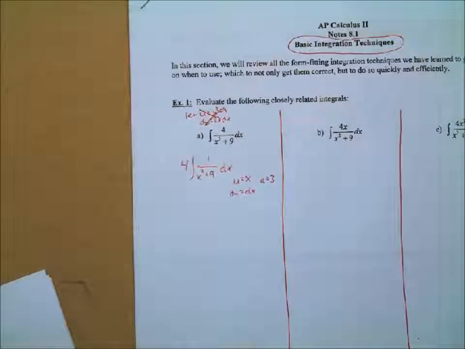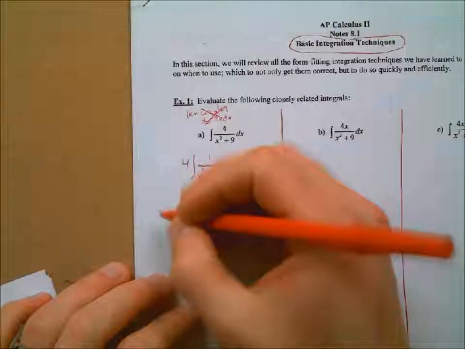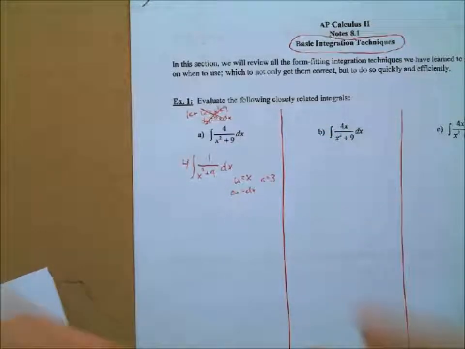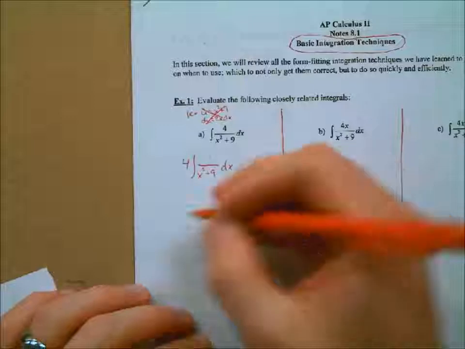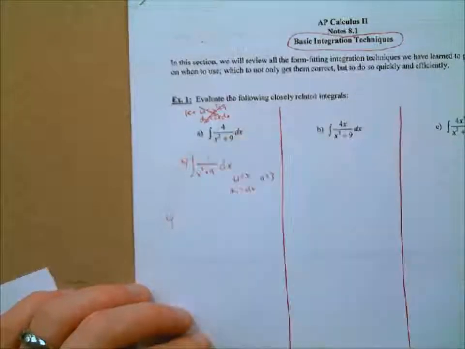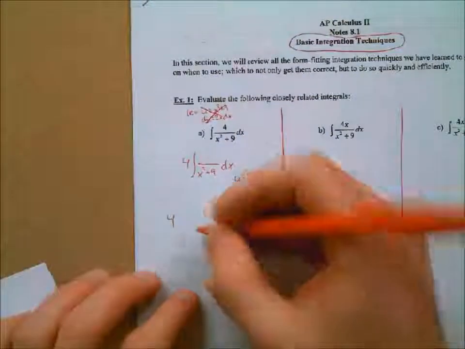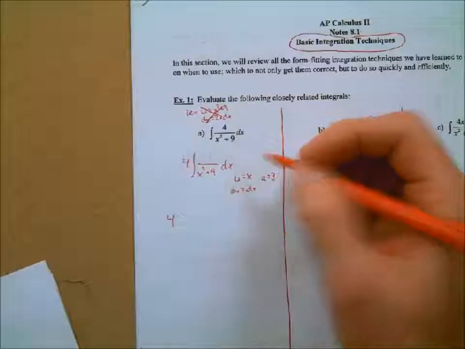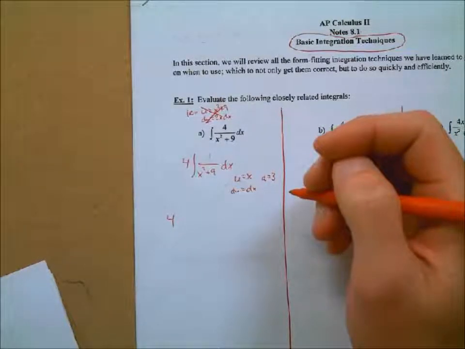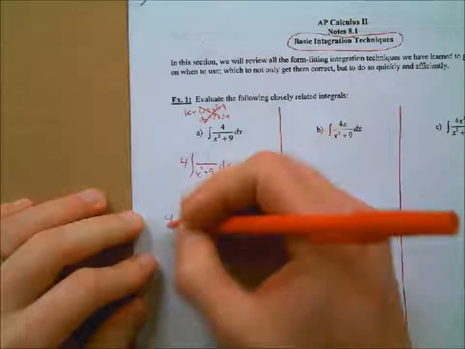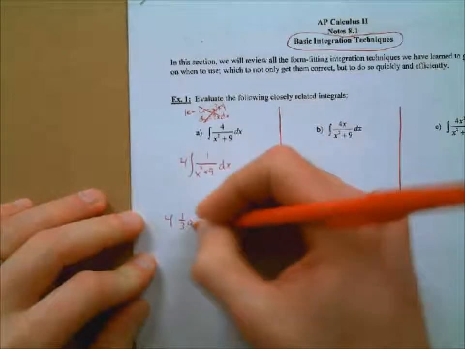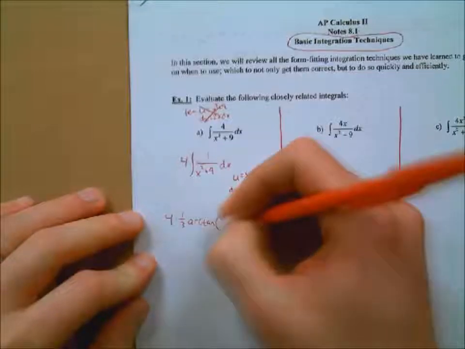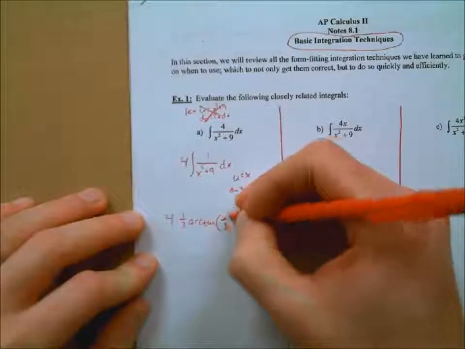Okay, and so if you've forgotten your arctangent integral, we're going to have the 4 in front still because that's our coefficient that was in front of the integral. And then arctangent, does that one have the 1 over a in front or not? It does. So we're going to do 1 over 3 arctangent of x over 3 and then plus c, like that.